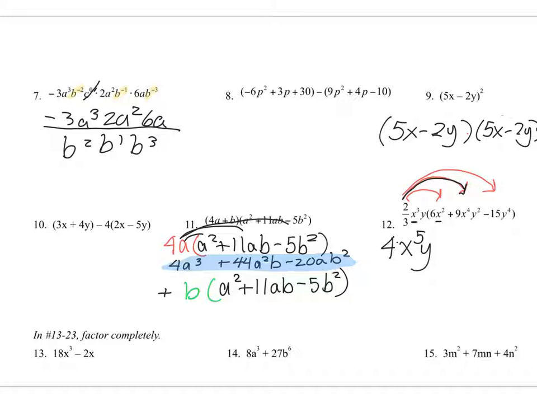2/3 of 9 will give me plus 6, and then I have x to the third and x to the fourth, which would give me x to the seventh. Y squared times y will give me y to the third, and then you could do the last one and write in what will go here. No like terms, so when you get that in, you'll be done.